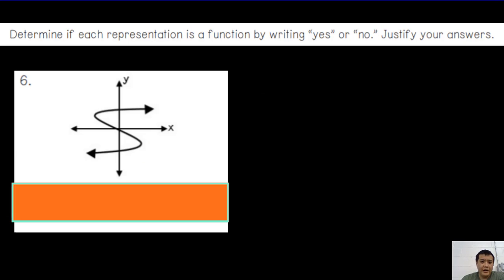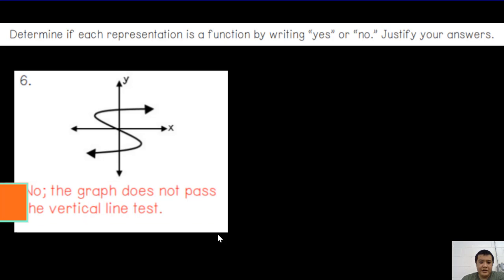Go ahead and determine if this graphed relation is a function. Justify your answer. What you should have found is that it is not a function, because it fails the vertical line test. So if I were to draw a line right here, let's say this is x equals negative 1, that output would be three different things. I don't know if this is x equals negative 1, but I'm going to just guess x equals negative 1. Since that single input has three different outputs, it is not a function.